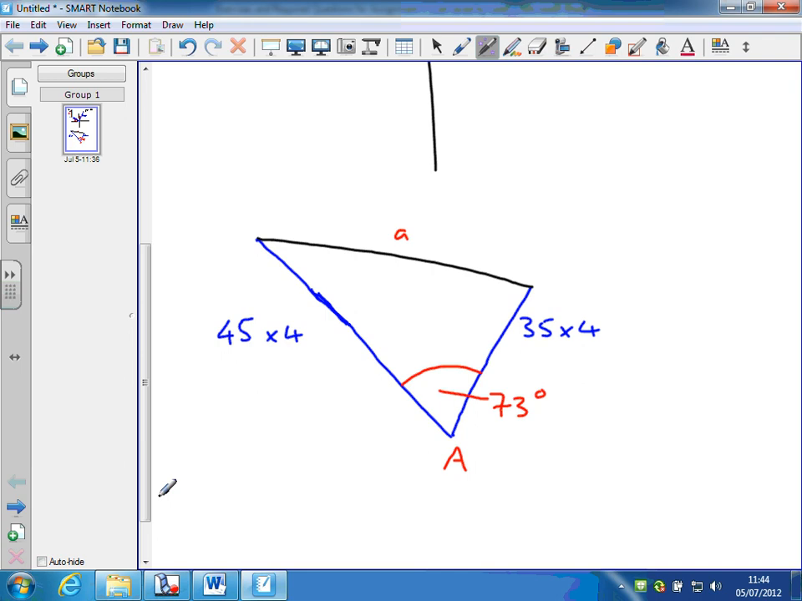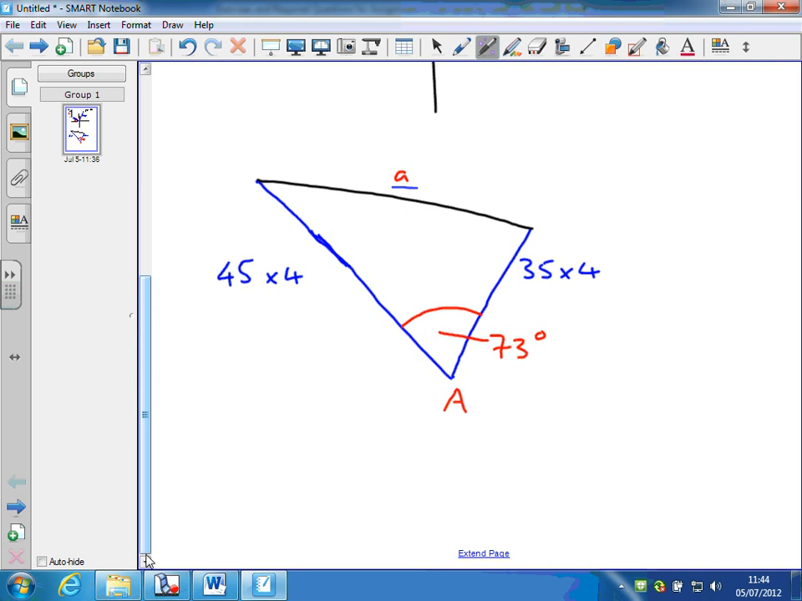We're after the distance travelled after 4 hours, so if we're going with a speed of 45 kilometers per hour for 4 hours, then the distance travelled will be that. So these two sides are given, and then we need to find out this side. Let's call it side A, so we can use the cosine rule.